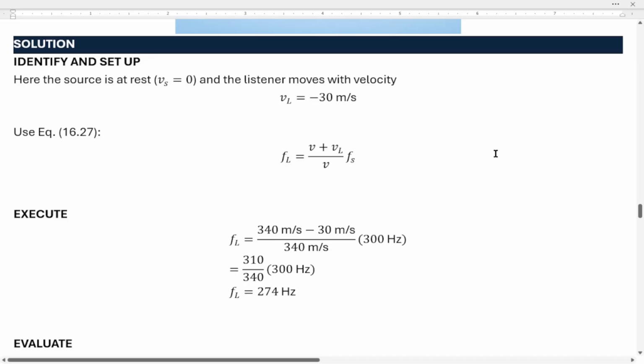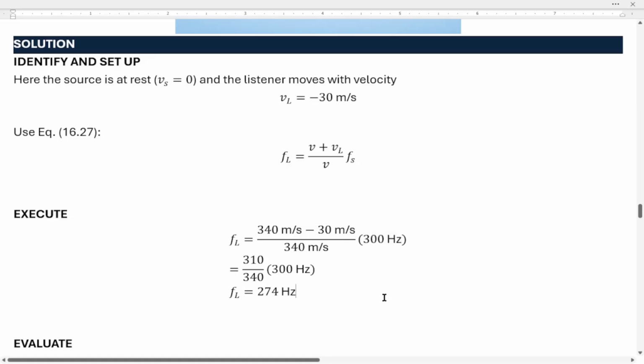Now, let us plug in the values in the equation. So we have here 340 meters per second, that is the speed of the sound in the air, and negative 30 meters per second. This is the speed of the listener that is moving away from the source, all divided by 340 meters per second, that is the speed of the sound in the air. And of course, we're still using the same frequency because the source is emitting 300 hertz.